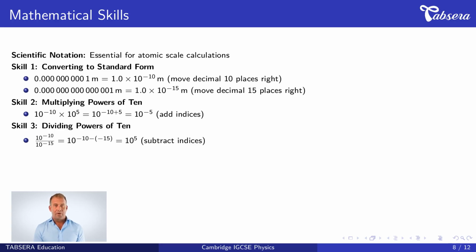Second, multiplying powers of 10. When multiplying, we add the indices. 10 to the power minus 10 times 10 to the power 5 equals 10 to the power minus 10 plus 5, which equals 10 to the power minus 5.